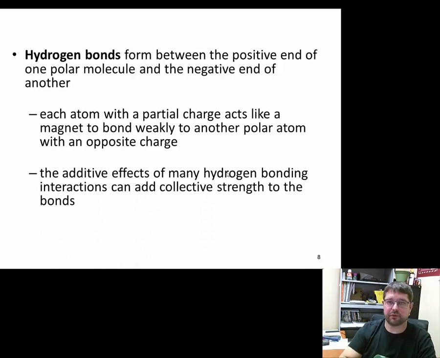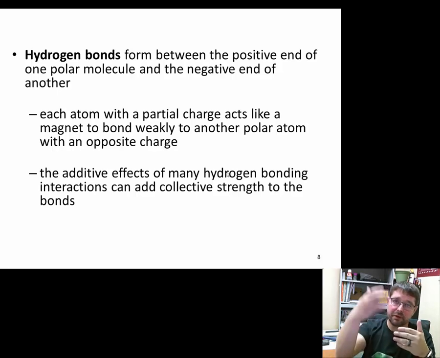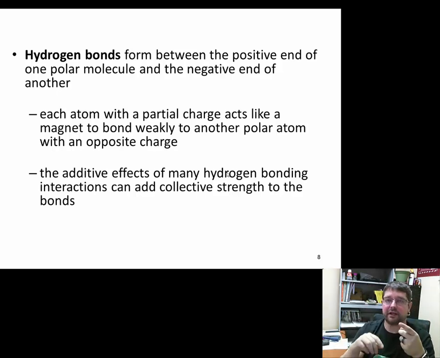So again, just a simple recap. The additive effect of hydrogen bonds can make it very strong. For example, the molecule I showed you at the beginning of this little piece of lecture, DNA: the bonds between the nitrogenous bases in the middle of DNA, between adenine, thymine, guanine, and cytosine, are hydrogen bonds. Between adenine and thymine, there are 2 hydrogen bonds that form. Between guanine and cytosine, there are 3 hydrogen bonds that form.